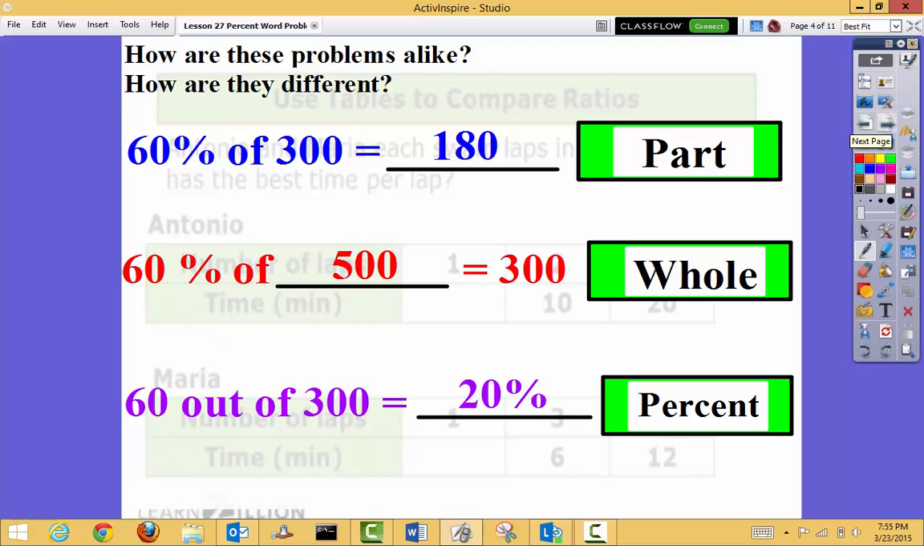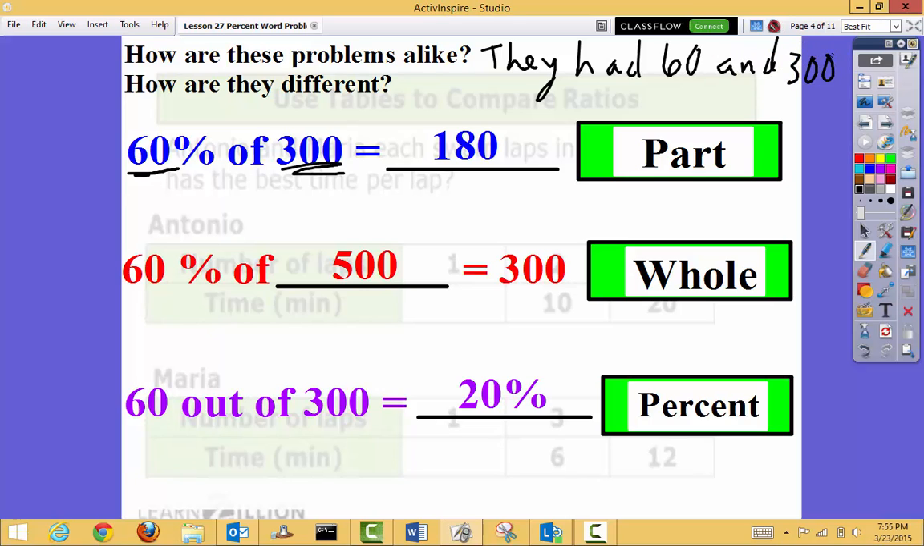So how are these problems alike? What was the same in all of these? Well, they're all alike because, look, they all had the same number as part of them. They all had 60s and 300. So that's how they're all the same. And they're all percent problems. They all had to do with a percent.